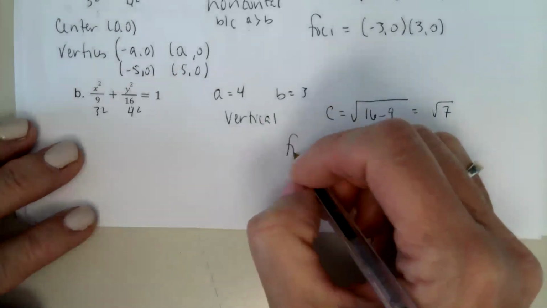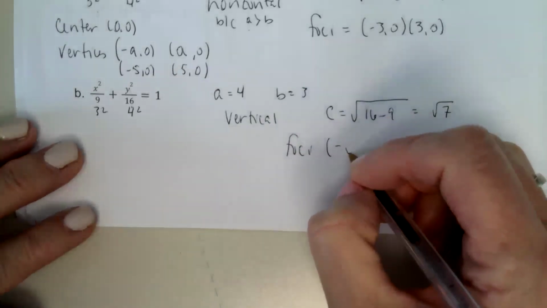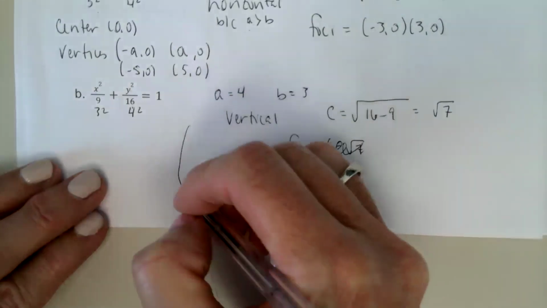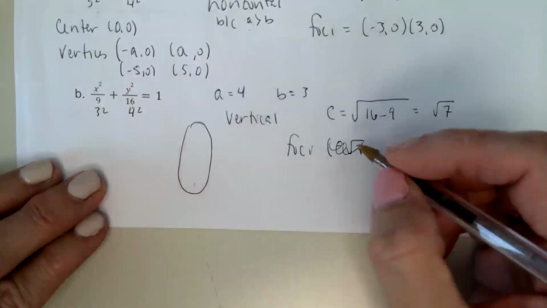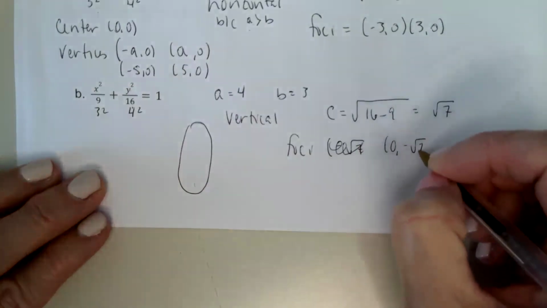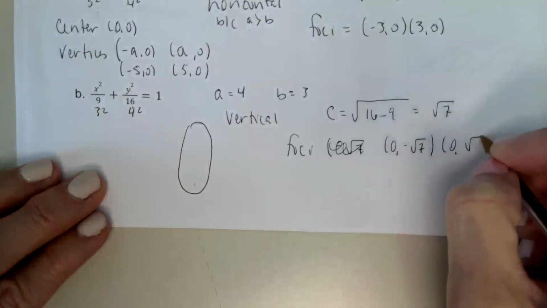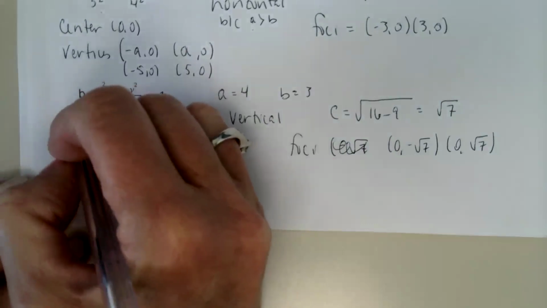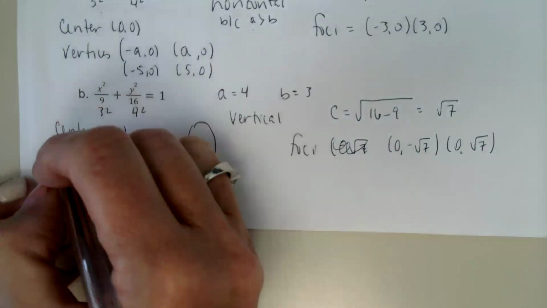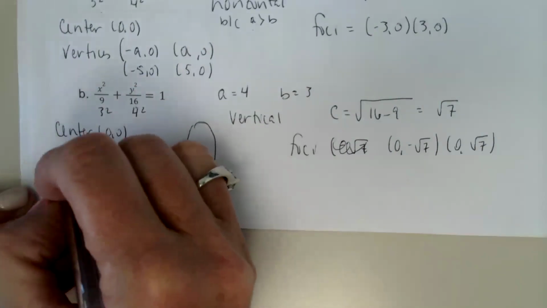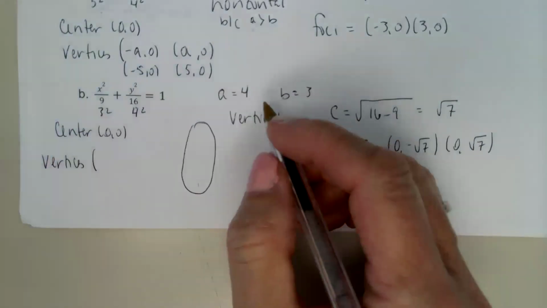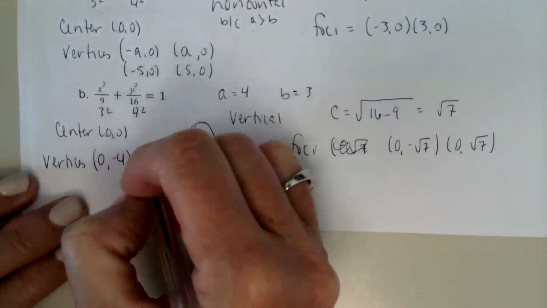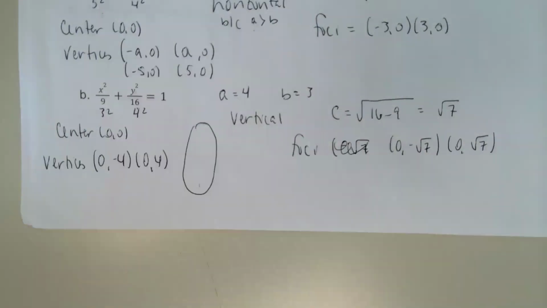So my foci on this one are at a negative square root of, whoops, because it's vertical, then my major axis is on the Y. So sorry, this is at (0, negative square root of 7) and (0, positive square root of 7). And then my center is at (0, 0) on this one. And my vertices are at (0, negative A) and (0, positive A).